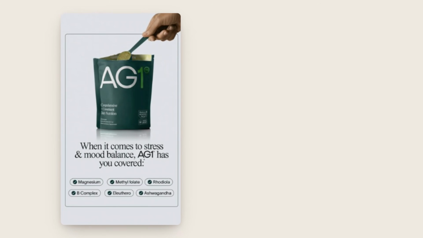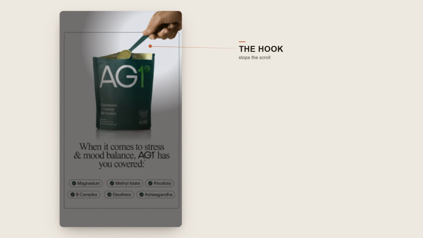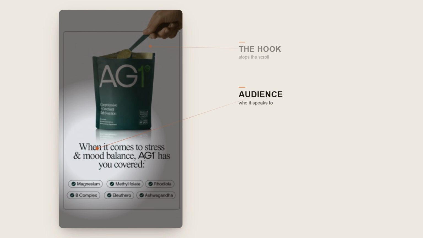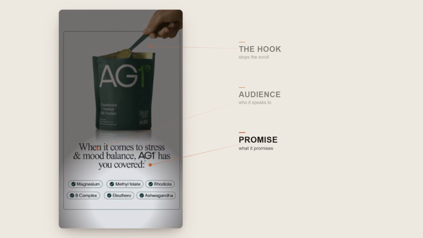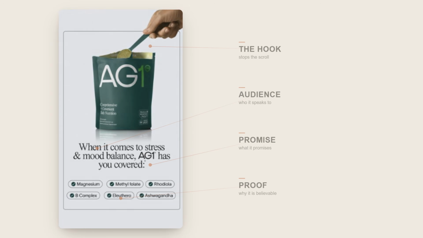Why did this image stop the scroll? What customer is it speaking to? What promise is it making? What proof makes that promise believable? And how can we communicate the same type of idea in a way that is original to our own brand?